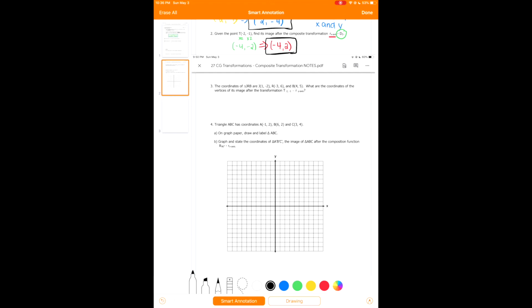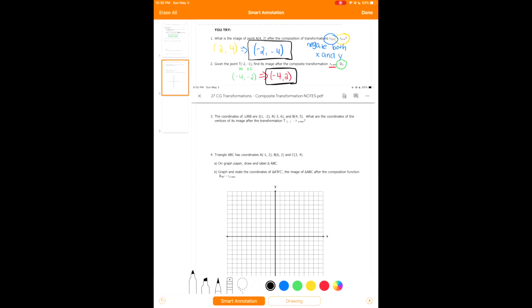Okay, so if you don't have the graph drawn and you don't have the image for part B drawn, then you're not going to get full credit. You need to make sure that you have all the work here for these two questions and the graph. So that's going to be your homework tonight. I'll write that on here.